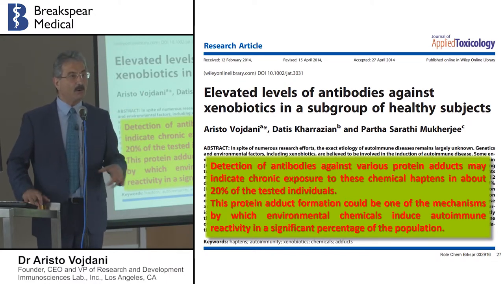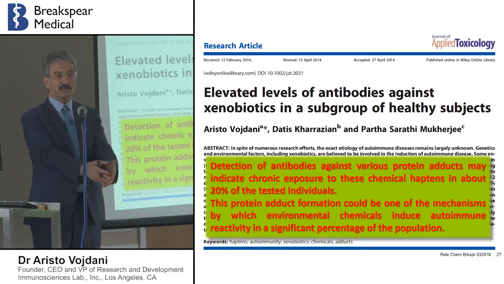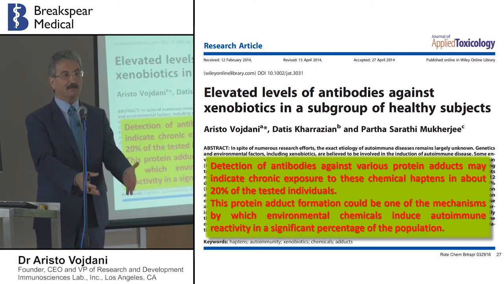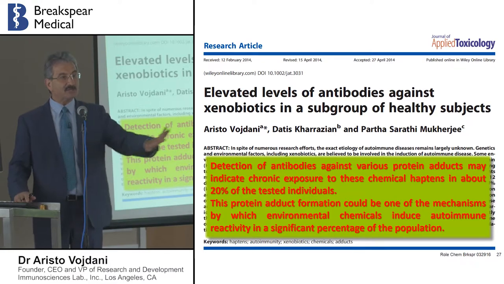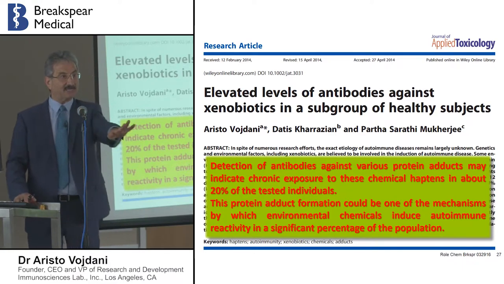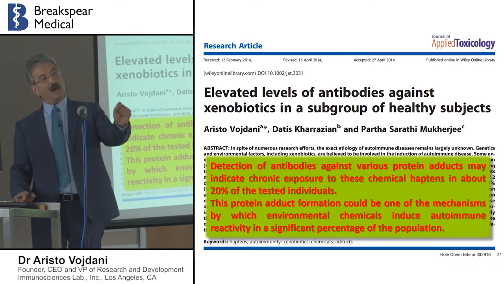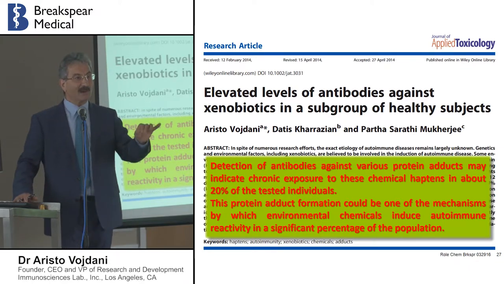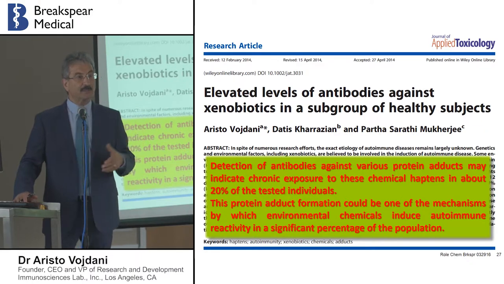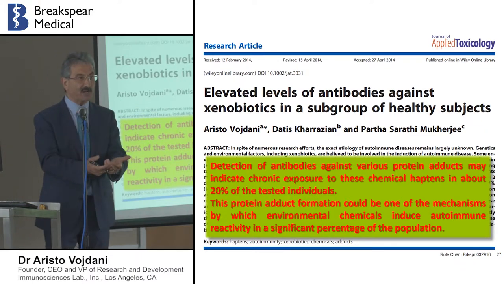What is the status quo? Measuring chemicals in urine, measuring chemicals in blood. But I was challenging this whole subject, saying that measuring chemicals in the blood and urine is not good enough. Let's look at how much chemicals manage to bind to our own tissue, resulting in antibody production against that chemical as well as our own tissue.